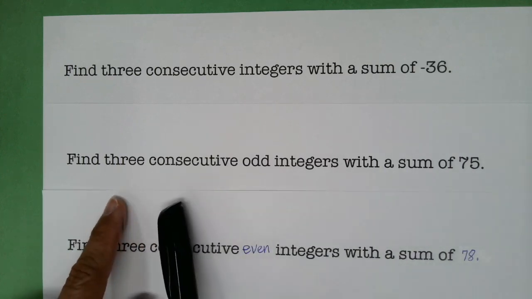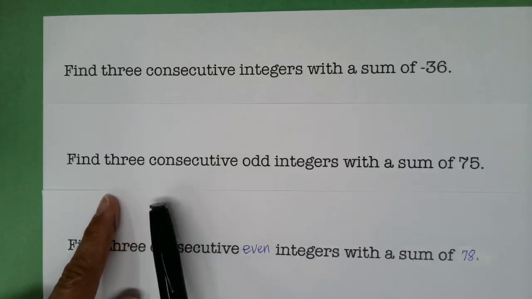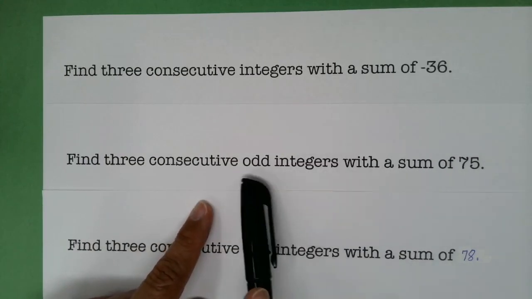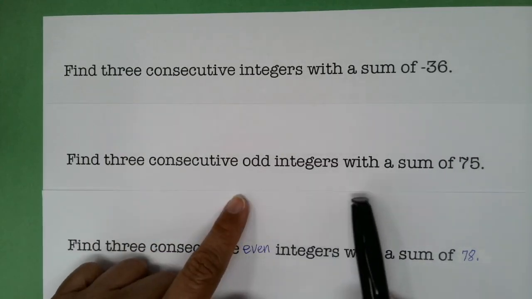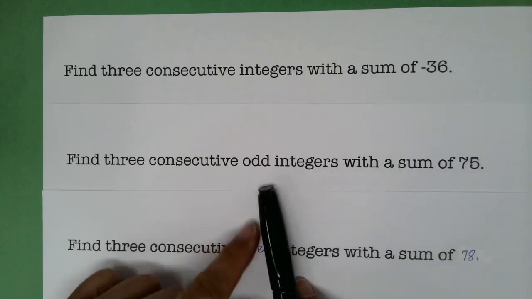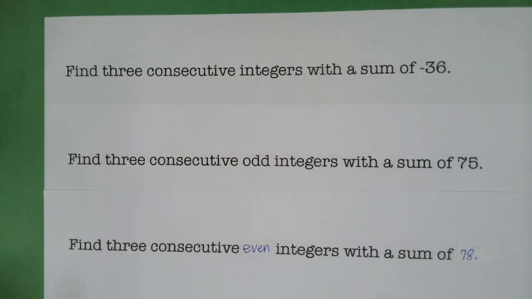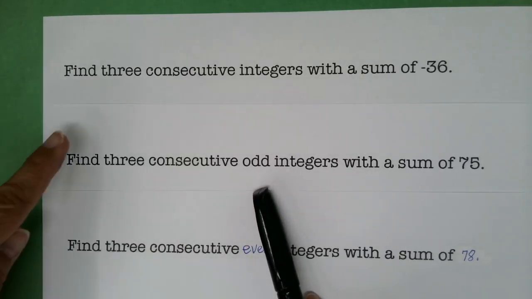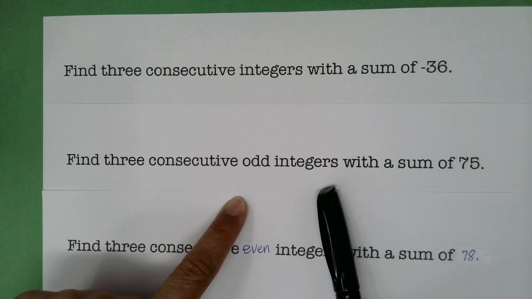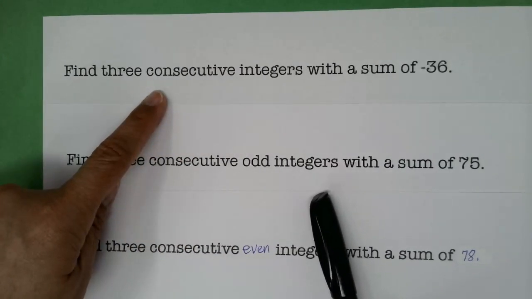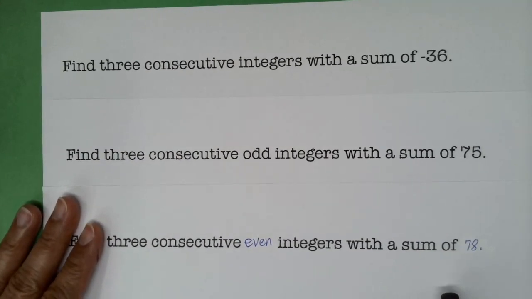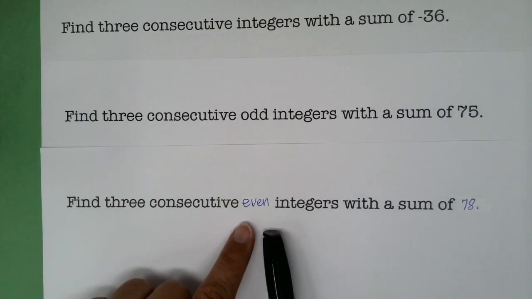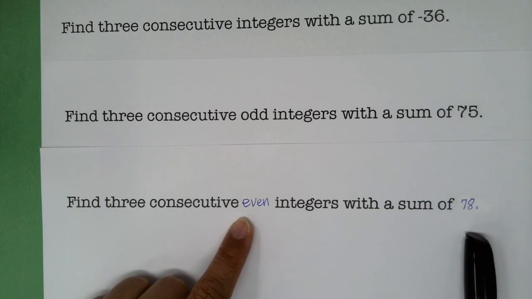Now the second situation is we're going to find three consecutive odd integers with a sum of 75. So this time, remember, we have even and odd integers, so we have to know the relationship between odd integers and how it is different from consecutive integers. And then the third one is finding three consecutive even integers with a sum of 78.